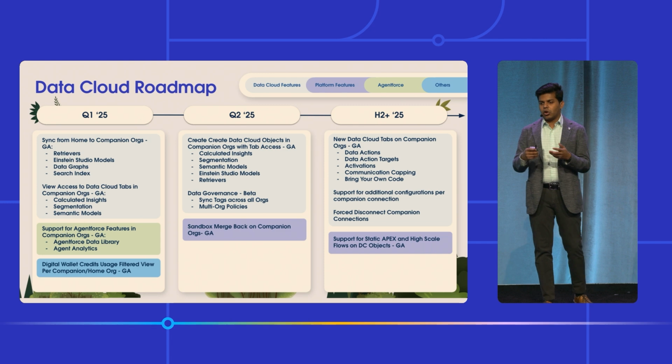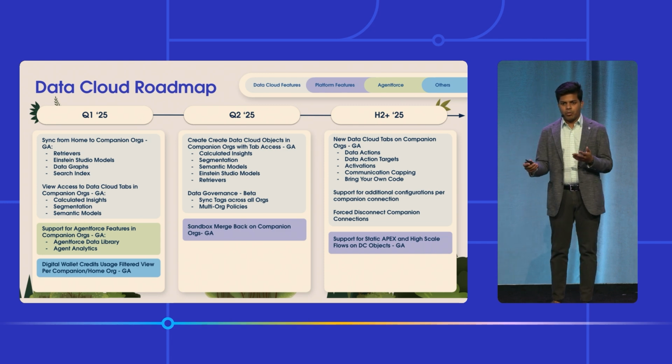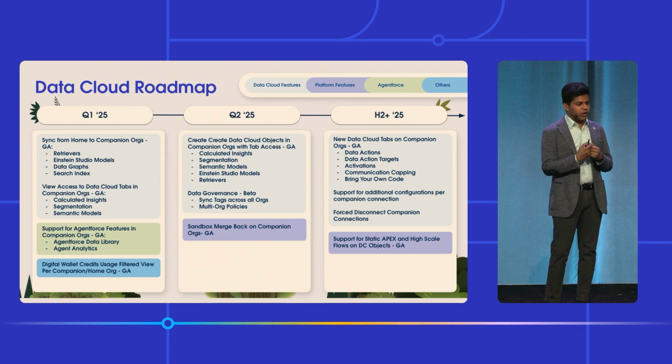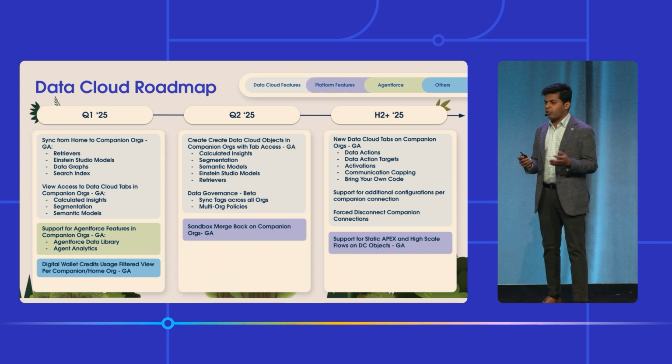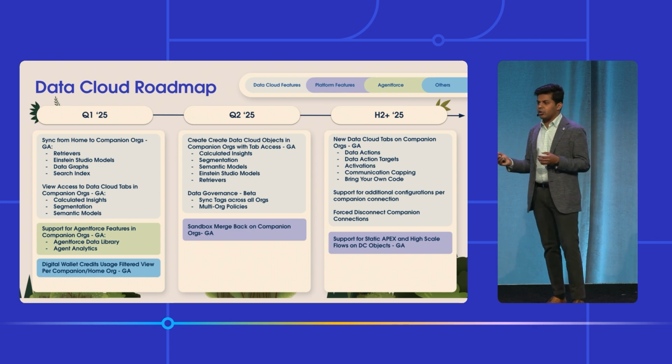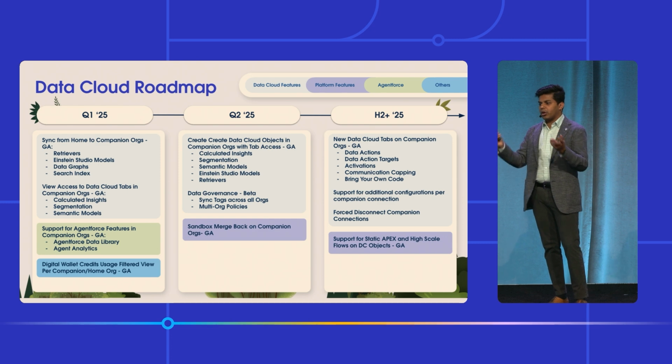So your marketers, your analysts don't have to be in the home org. Your home org is only responsible for ingesting new data and modeling the data model for your entire enterprise. And all your lines of business users can start actively using it in their own orgs without having to go through a multi-org architecture problem.